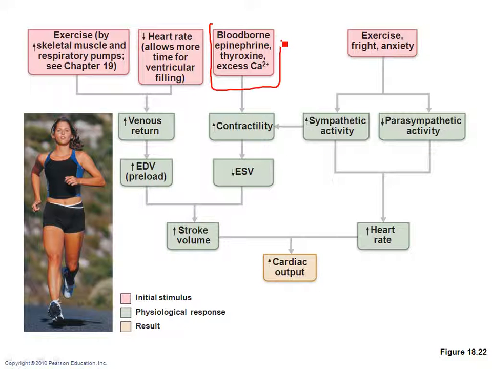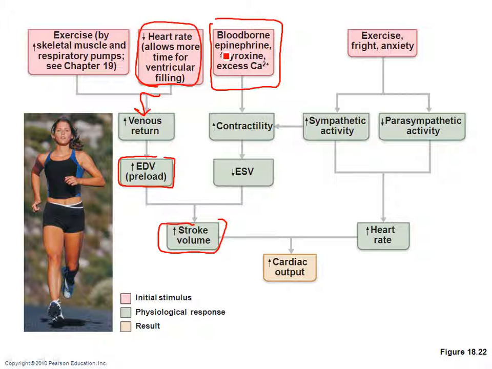And then we also talked about decreasing your heart rate. The slower your heart rate, the more blood can flow passively down into your ventricles with each heartbeat. That will increase your preload. And then we also talked about increasing contractility in order to raise our stroke volume. And that generally occurs through the sympathetic nervous system.